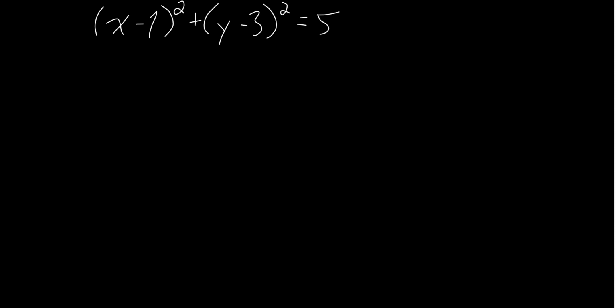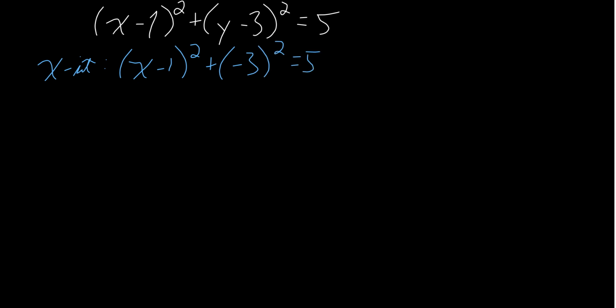Okay. So, if I wanted to find the x-intercept, I'm going to set y equal to 0. So I will have x minus 1 quantity squared plus negative 3 quantity squared, right? That's equal to 5. Okay, well, let's do the arithmetic here. We're going to square this negative 3, which will be 9, and now subtract 9 from both sides, we'll have a negative 4 over here, right? So x minus 1 quantity squared is equal to negative 4, right?